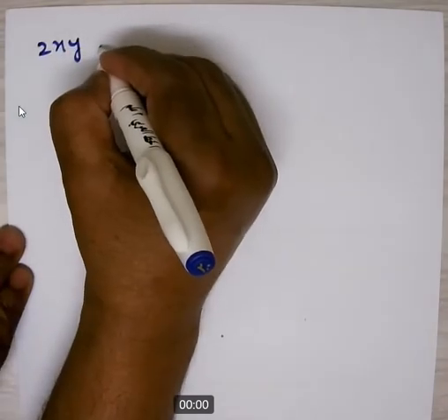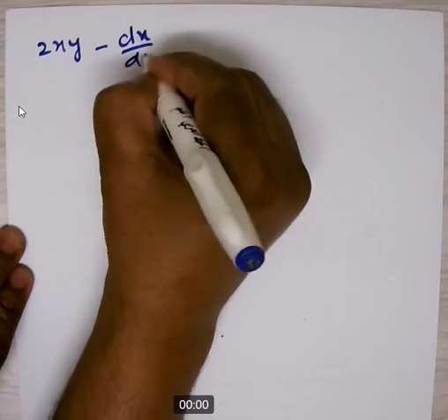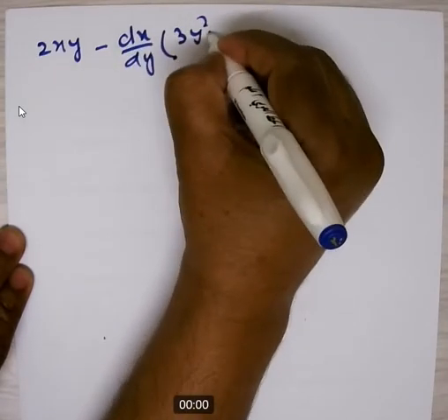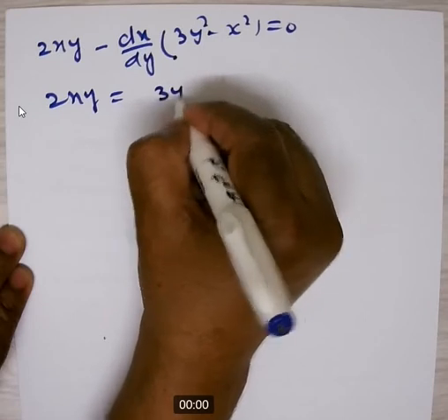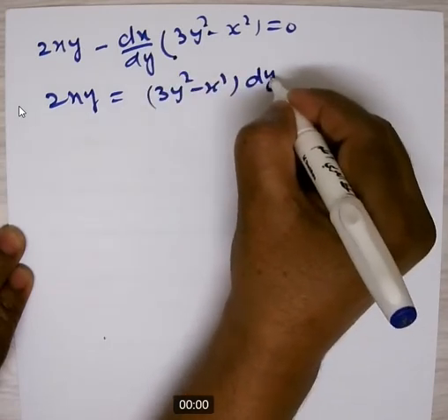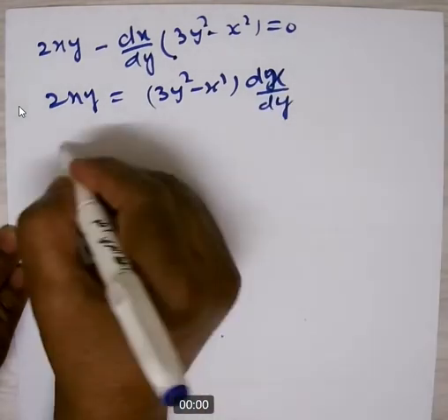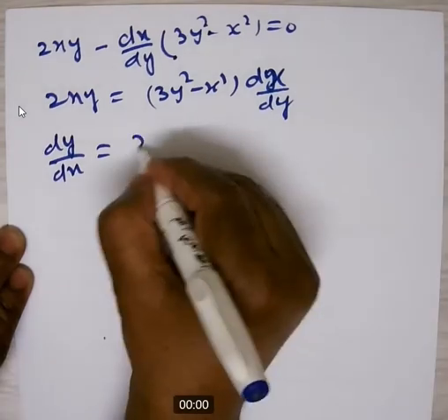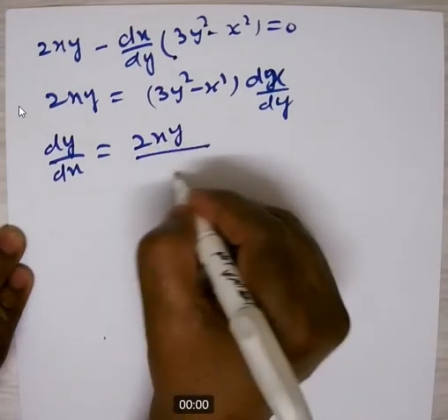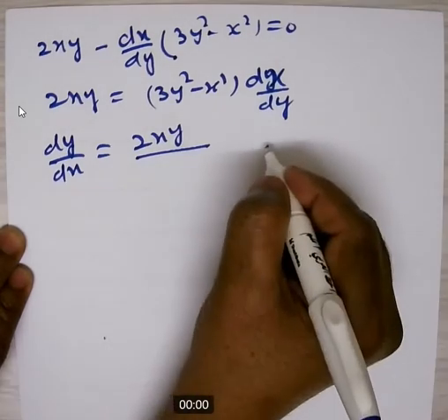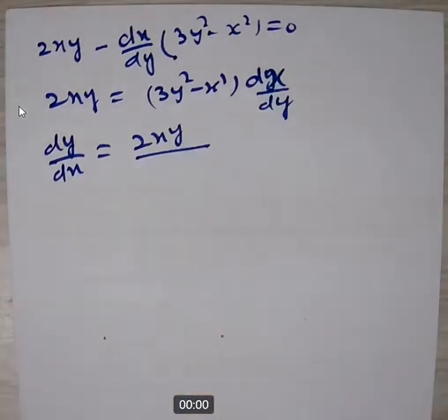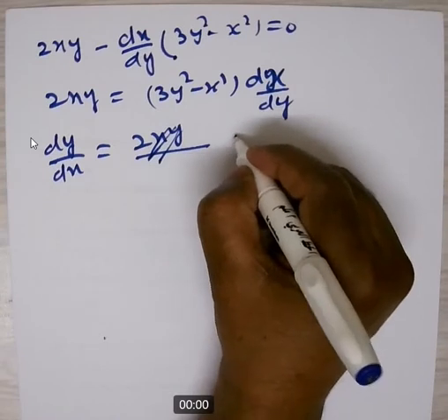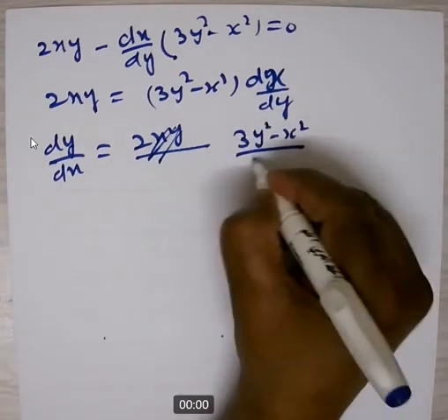After replacing, we get 2xy minus dx dy into 3y square minus x square is equal to 0, or we can write it 2xy equal to 3y square minus x square into dx dy, or we can write it dy dx is equal to 3y square minus x square divided by 2xy.